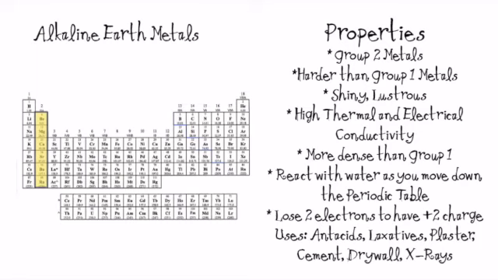Group 2 metals are the alkaline earth metals. They are harder than Group 1 metals. They're also shiny. They have a high thermal and electrical conductivity. They're more dense than Group 1. They react with water as you move down the periodic table. They will lose 2 electrons and have a +2 charge. Some of the uses include antacids, laxatives, plasters, cement, drywall, and X-rays.